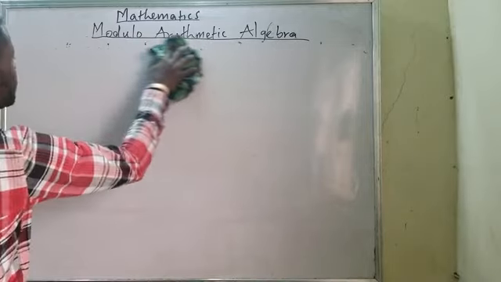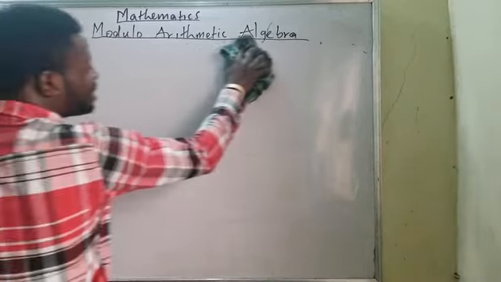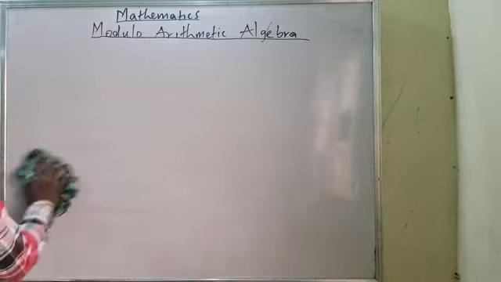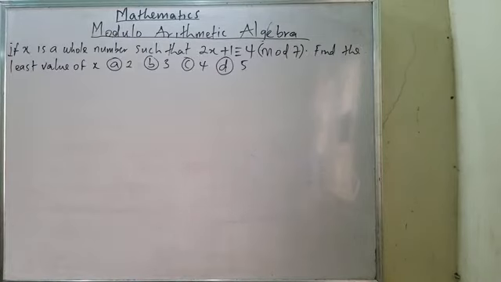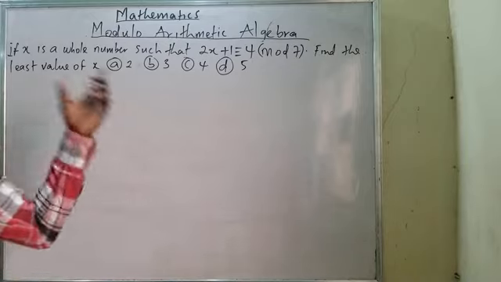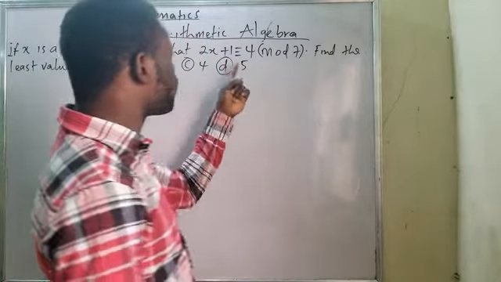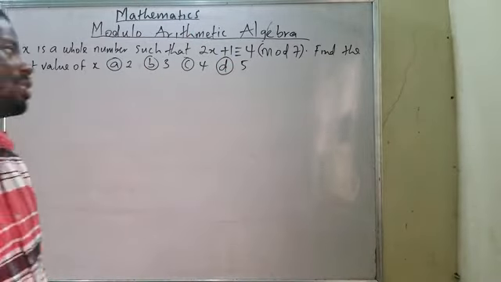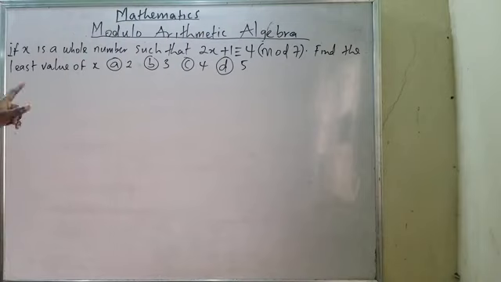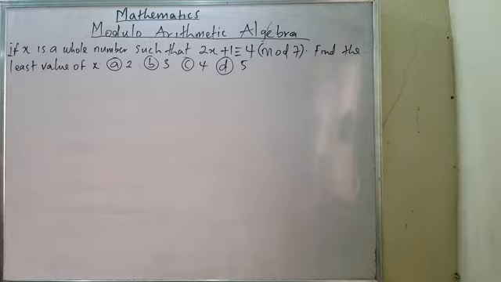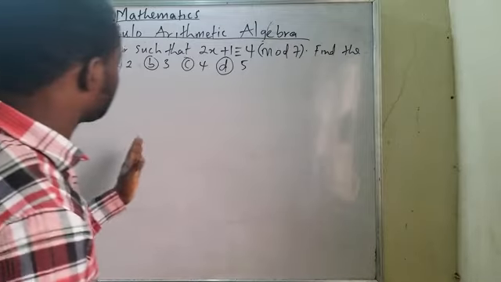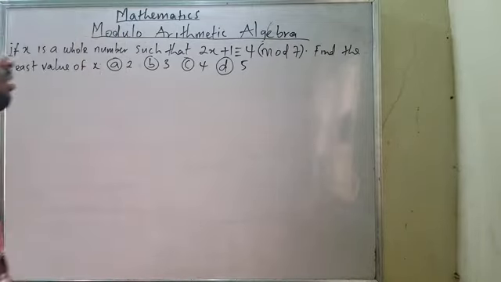Conjugate is very important. Please be using the word conjugate, equivalent. I think you should try to understand that from the previous video. Look at this problem also. It's a very simple one. If x is a whole number such that 2x plus 1 is equivalent to 4 mod 7, find the least value of x. Option A is 2, B is 3, C is 4, and D is 5.